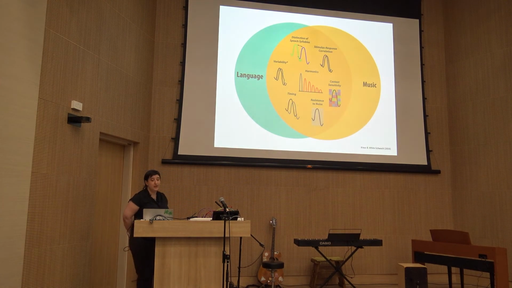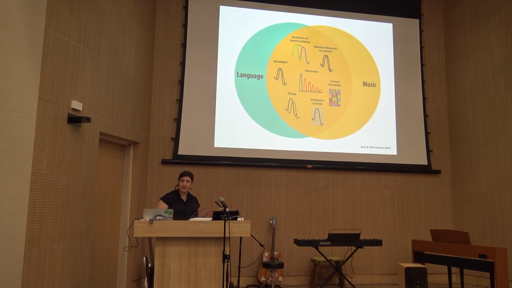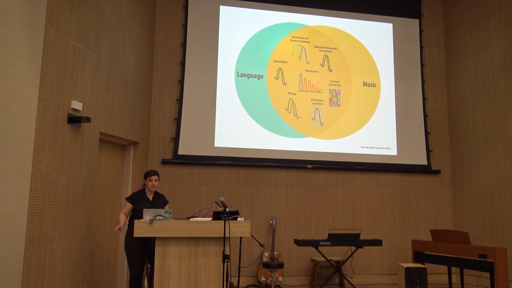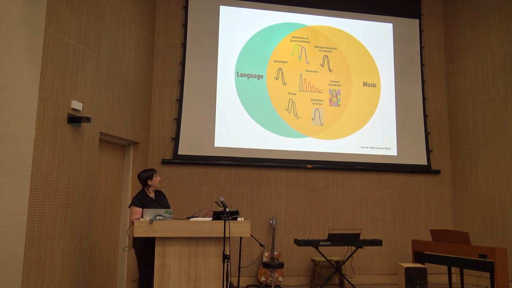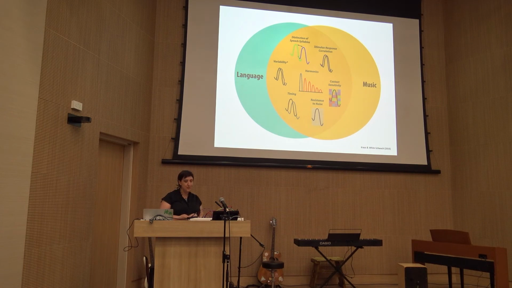Another way that we can look at the similarities between speech processing and music processing is the frequency following response, which is a neurological signal for how certain communities of neurons fire shortly after an auditory stimulation has occurred. And the vast majority of frequency following response characteristics are shared between music and language.